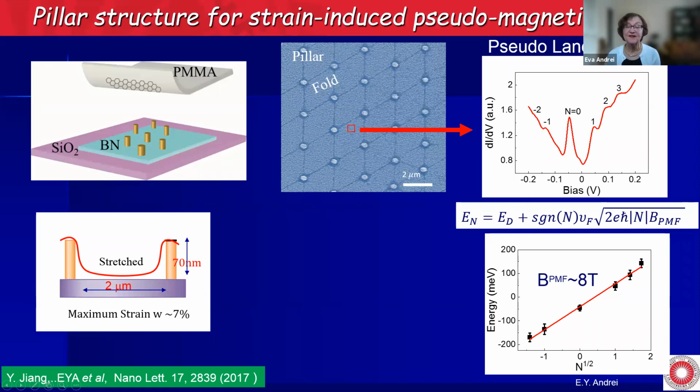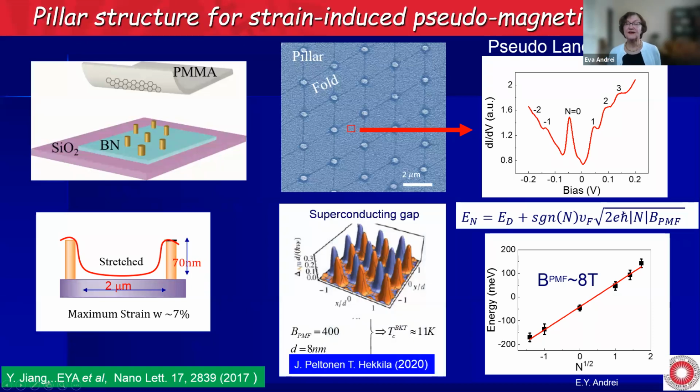So this is very nice, but if you want to get to room temperature superconductivity, or even to superconductivity, it's not enough. If you look at theoretical calculations, in order to get a superconducting gap, we need to do much better. We need a pseudomagnetic field of, for example, 400 Tesla, and that will give us, with a period of 8 nanometers, here the period is 2 microns, a TC of 11 Kelvin. So not good enough. But then we tried something else.